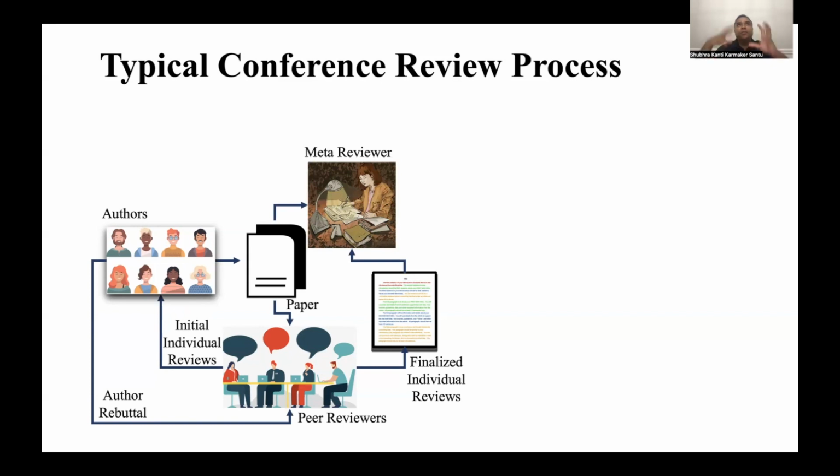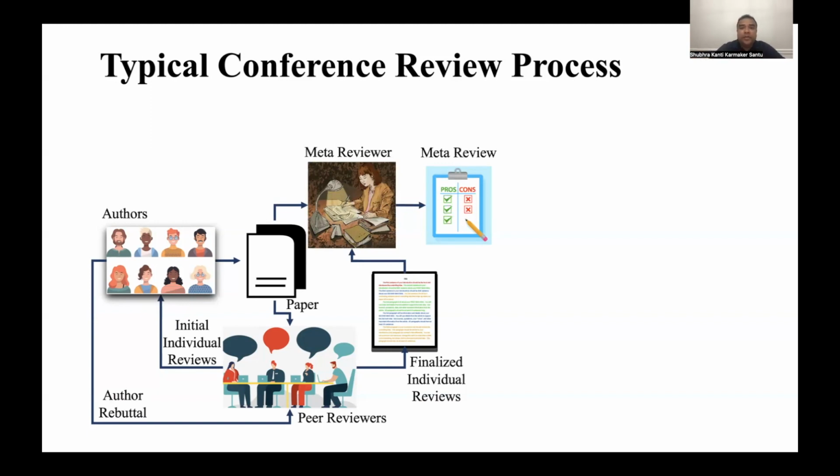The meta reviewer is more of a senior person who is often the area chair or the senior area chair. They look at the paper again, they look at the associated finalized individual reviews, as well as the author rebuttal. And then they write a meta review summarizing the pros and cons of the paper, mostly the strengths of the paper and the weaknesses or opportunities to improve for the paper.